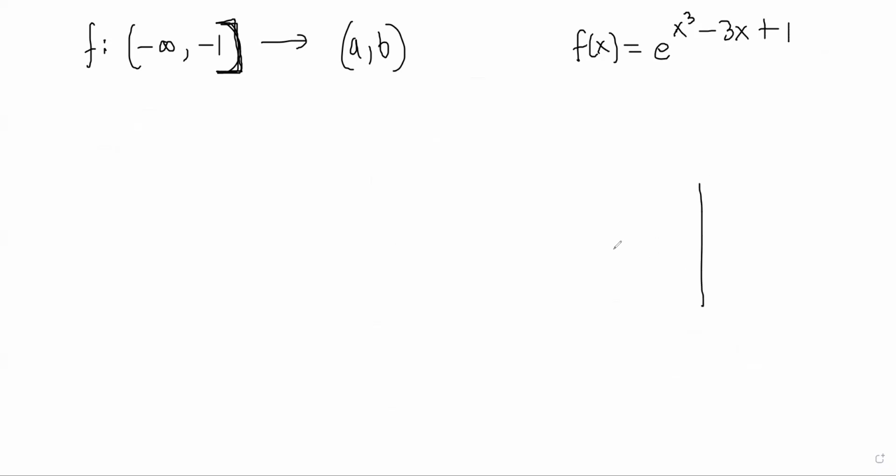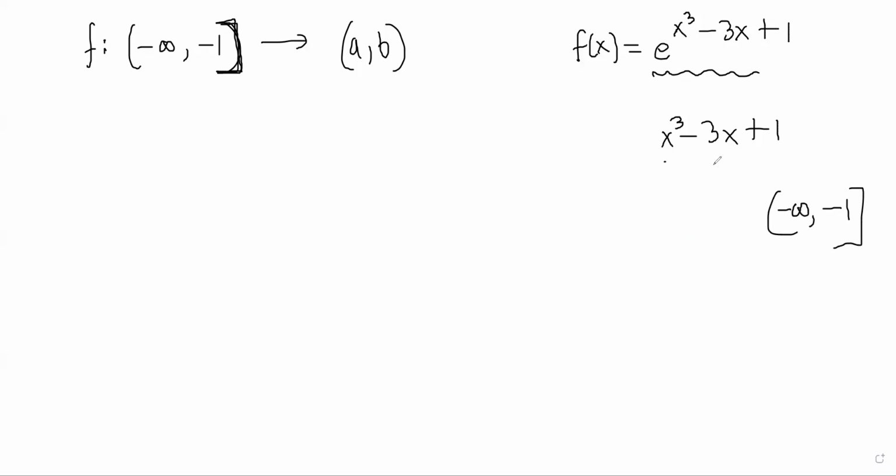Usually the graph of e power x function is always positive, right? Yes. So this quantity will always be positive only, right? Yes. But we have to understand what happens to that x cube minus 3x plus 1, then only we can predict the values. x cube minus 3x plus 1 when x goes from minus infinity to minus 1, right?